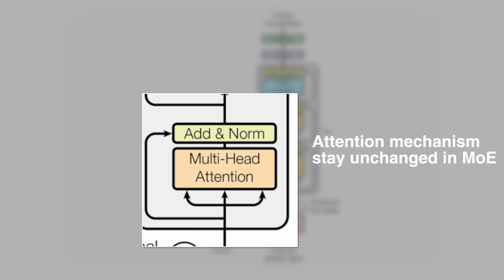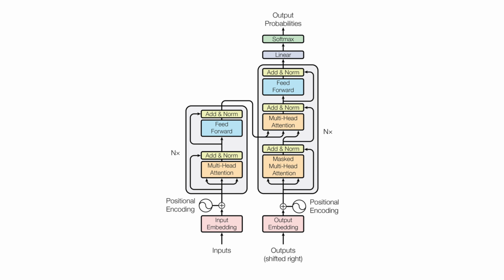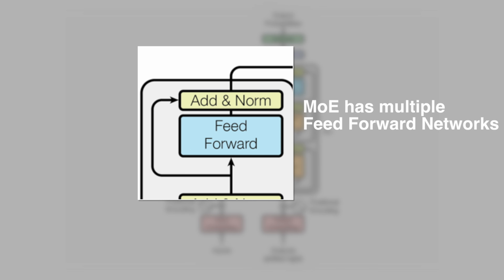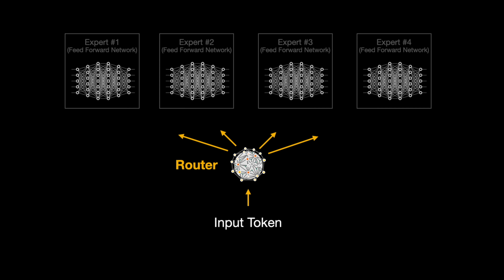Let's look at where mixture of experts, or MOE, fits in the transformer. Attention stays the same. Queries, keys, values, they're unchanged. The change, however, happens inside the feed-forward network. Instead of one feed-forward network, we now have many. So for each token, a small neural network, let's call it a router, decides which experts should process it.